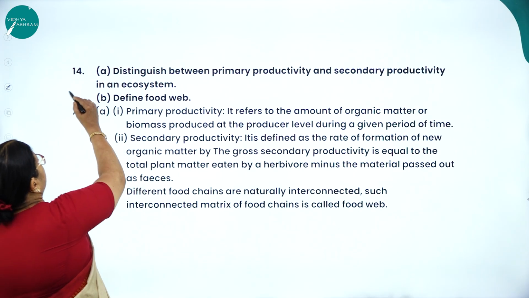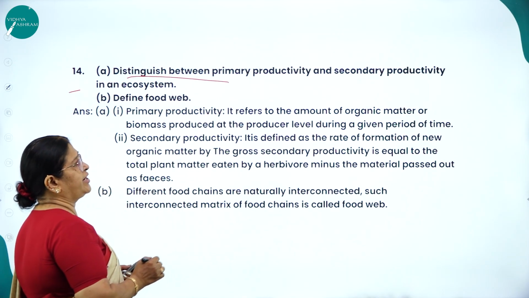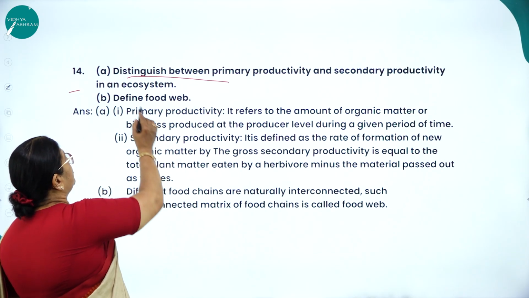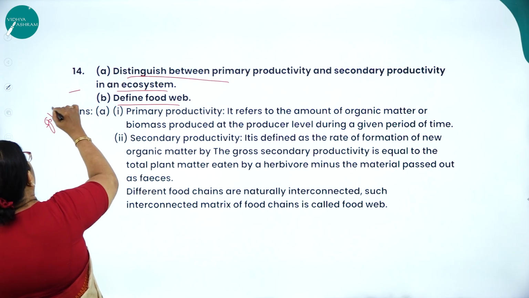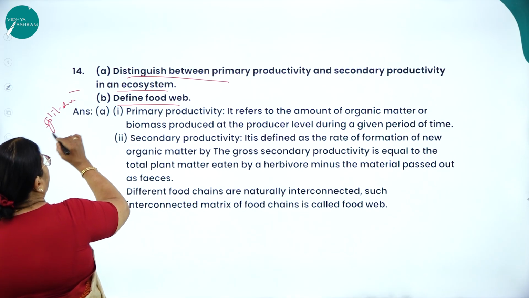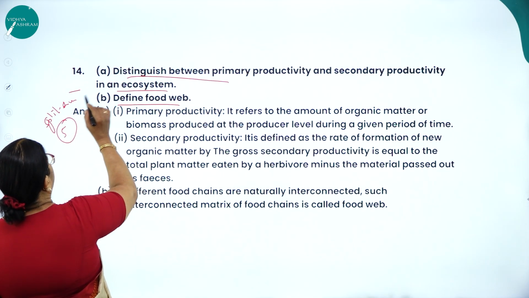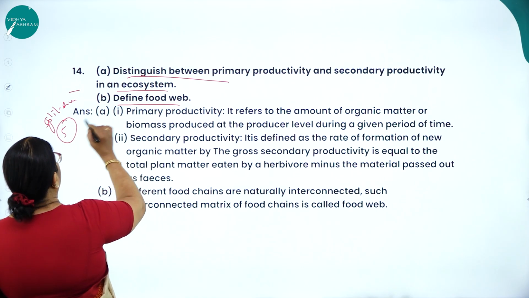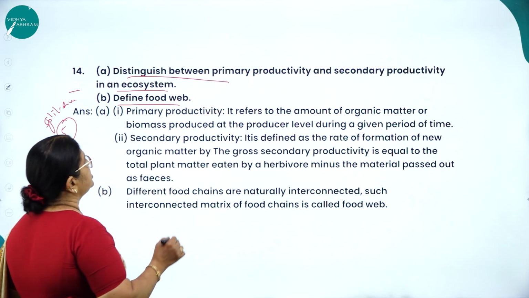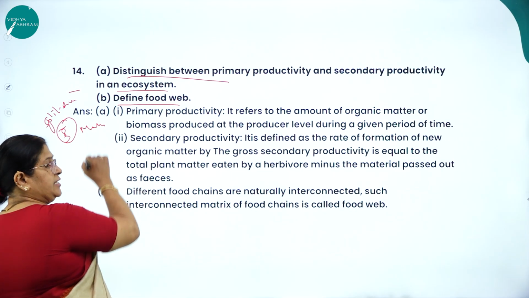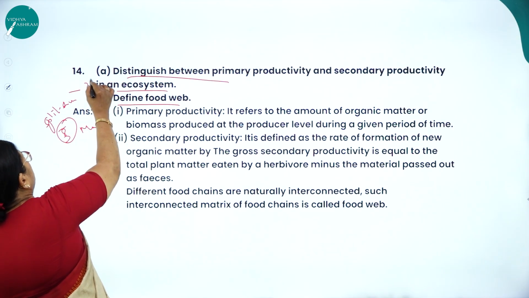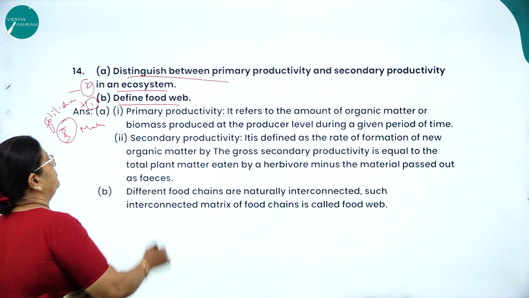Next, 14th question. Distinguish between primary productivity and secondary productivity in an ecosystem. It's a split question, for 5 marks. So it is 3 marks, and define a food web is 2 marks. So distinguish between is a 3-marker question, 2 plus 1.